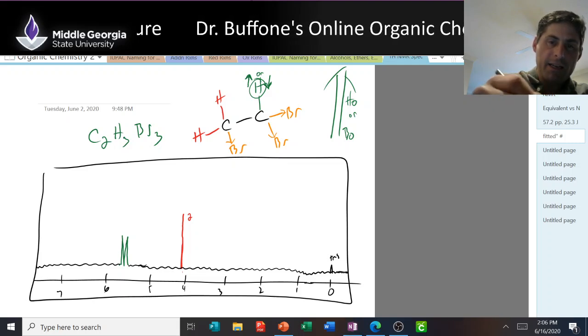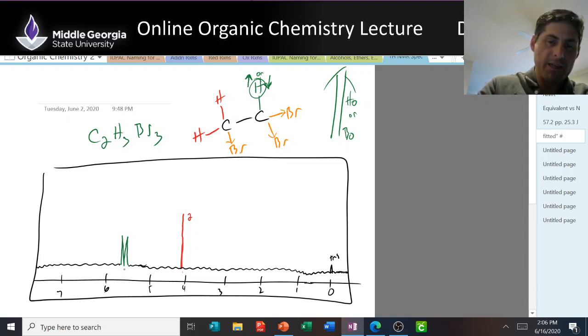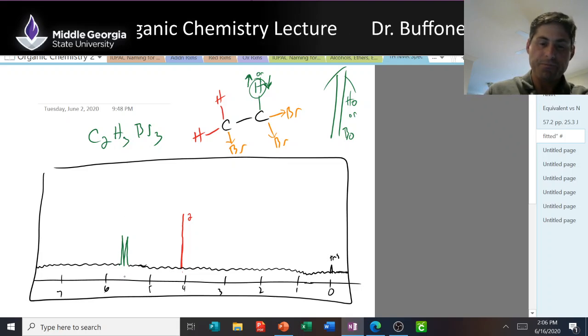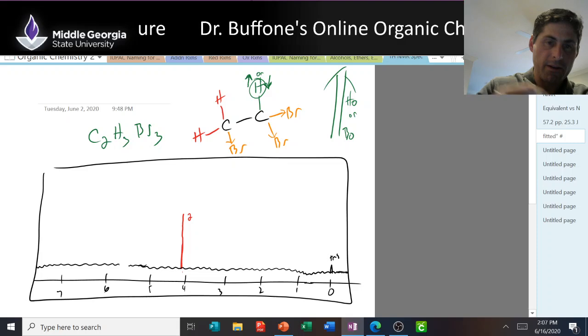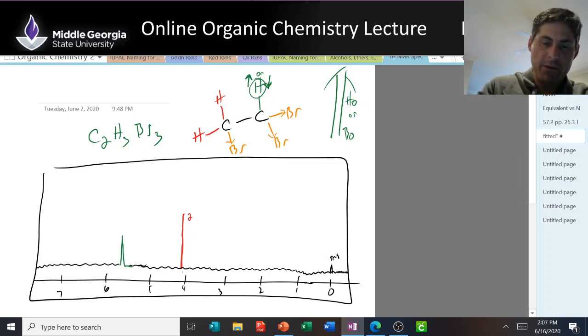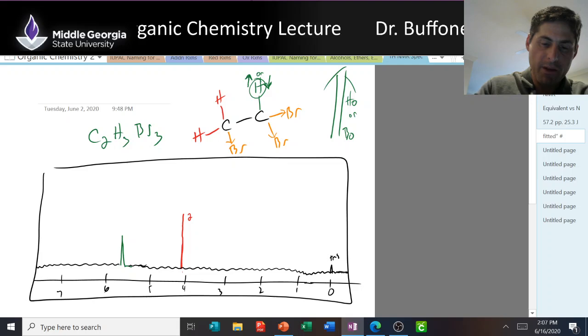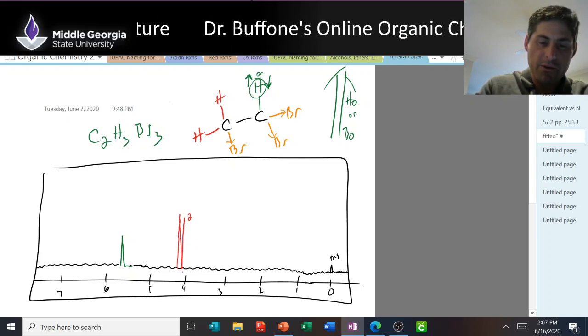But in fact, it should have been right here, right down the middle. But because it has neighbors, I'm sorry, I did the wrong thing. There we go. It's the red ones that are being split by this, right? Because it has neighbors, it's being split into a doublet.